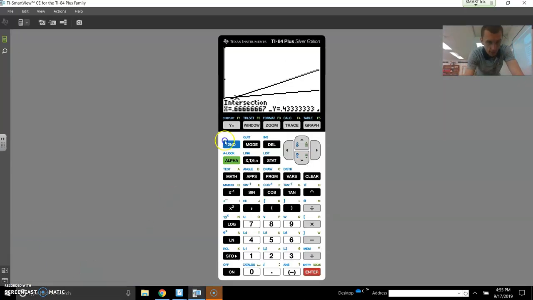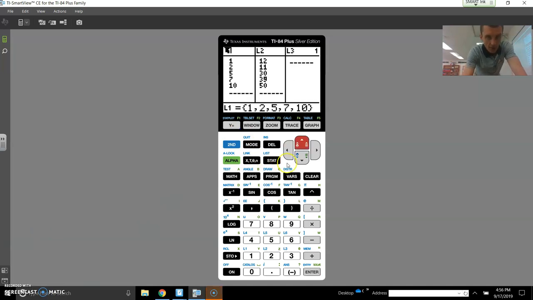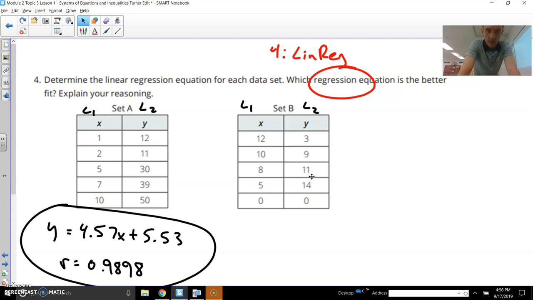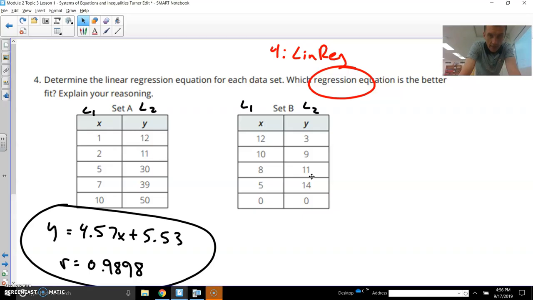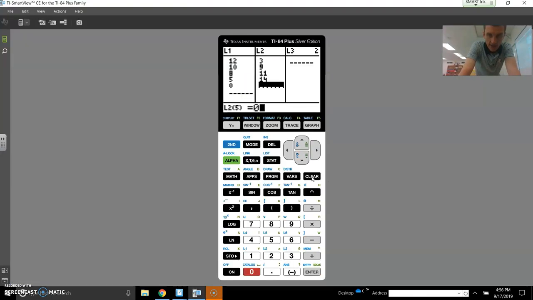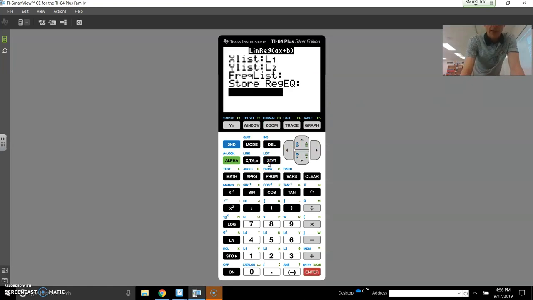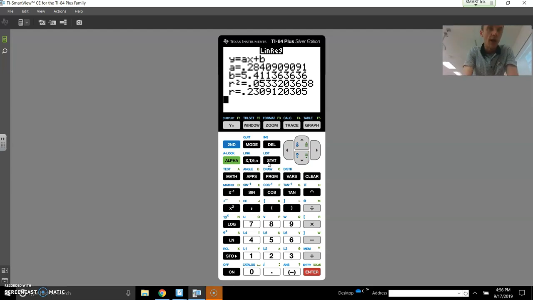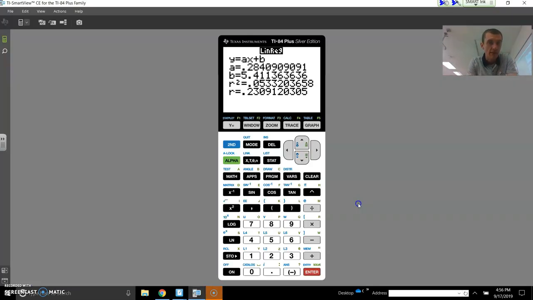So I'm going to go into the calculator. I'm going to press Stat. I'm going to go to Edit. And I'm going to go up to the name, clear Enter, so that I can put in new data. 12, 10, 8, 5, and 0. And then the other one is 3, 9, 11, 14, and 0. So now when I run number 4, I'm going to get an equation. So it looks like I have y equals 0.28x. And then I also have a b of 5.4.